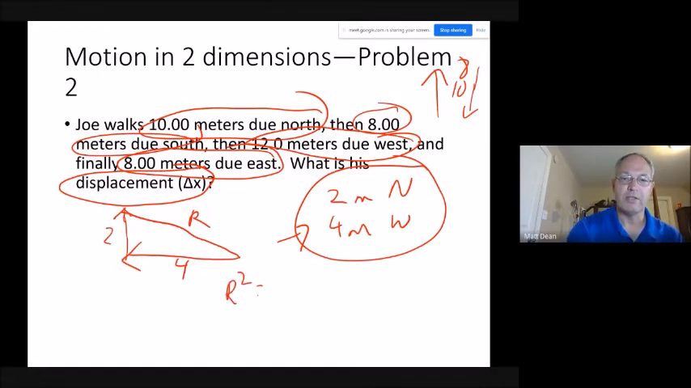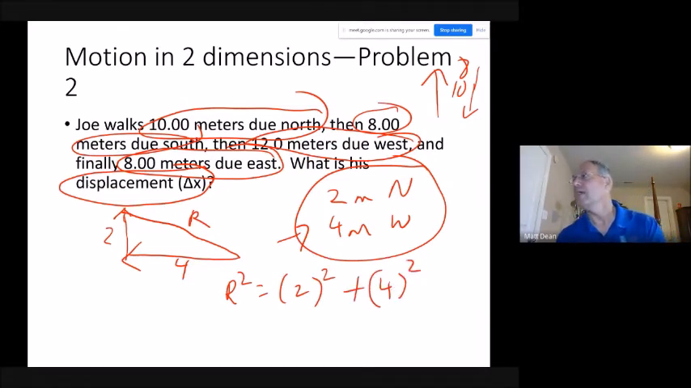Let's use the Pythagorean theorem. R squared equals 2 squared plus 4 squared. Add those together, solve for R. R comes up to be 4.47. And again, a lot of you would stop thinking you got the answer. But displacement is a vector.